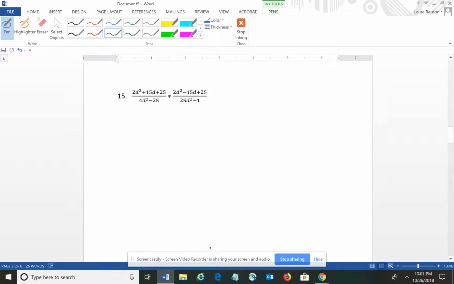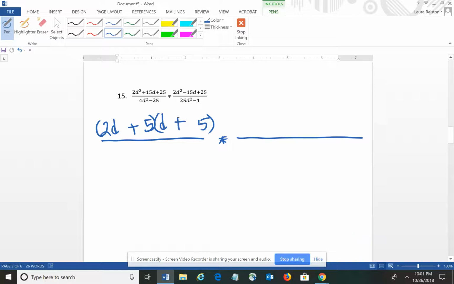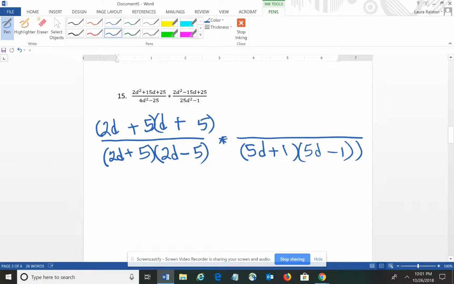Okay, so again, the first thing I want to do is try to factor all of my polynomials here. So I'm going to set it up. Let's see, I would have 2d times d, and then if I do 5 and 5, they're both positive. In the denominator, I have a difference of 2 squares, so I'm going to have 2d plus 5 and 2d minus 5. In the denominator of the second fraction, I have, again, a difference of 2 squares. It would be 5d plus 1 and 5d minus 1. And let's see, then I have to do the numerator. I would have 2d and d. Again, I have 5 and 5, and they're both going to be minus this time.